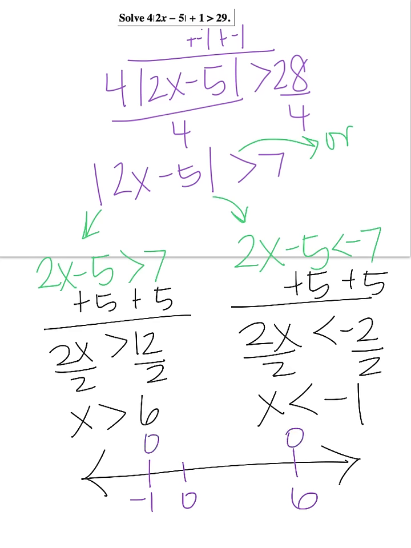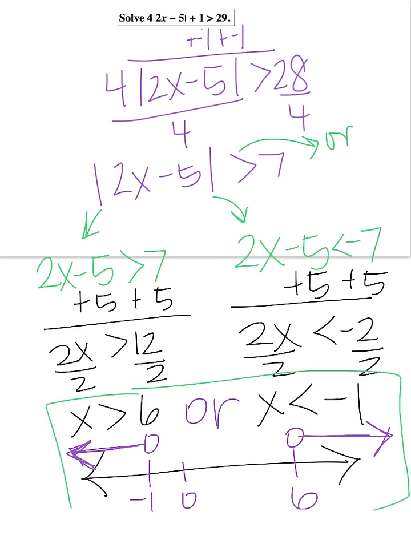x is greater than 6, I would shade to the right of it. For x is less than negative 1, I'm going to shade to the left. And the last thing that I need to include in my final answer is x is greater than 6 or x is less than negative 1. So all of this is my final answer.